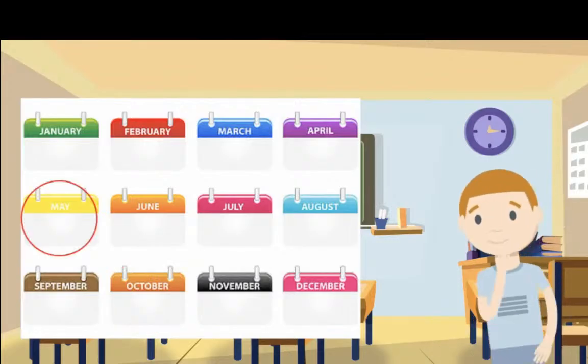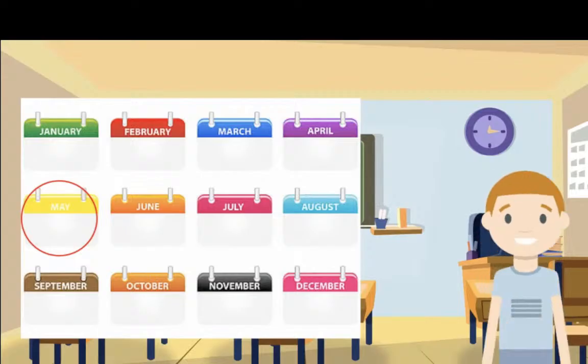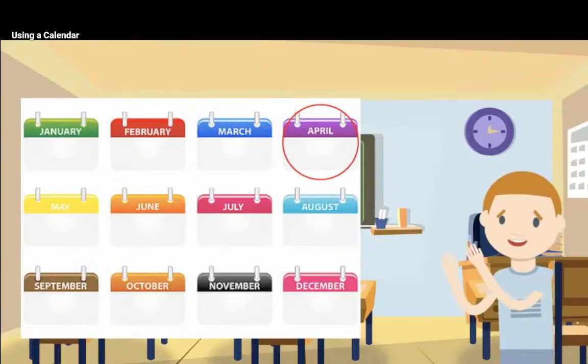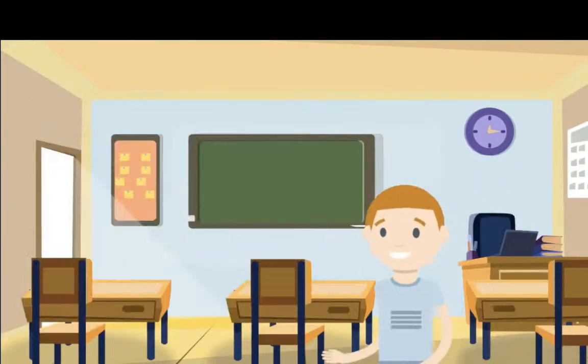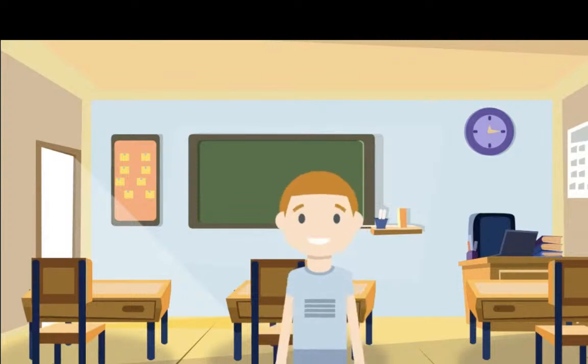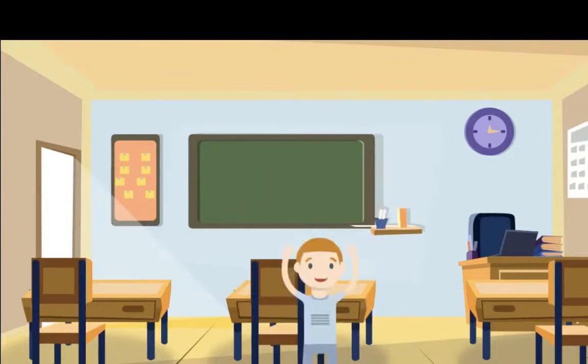What month comes before May? April, right? Yeah, good job. Yes, April always comes before May. Let's now look at the month of March to learn more about days and weeks.